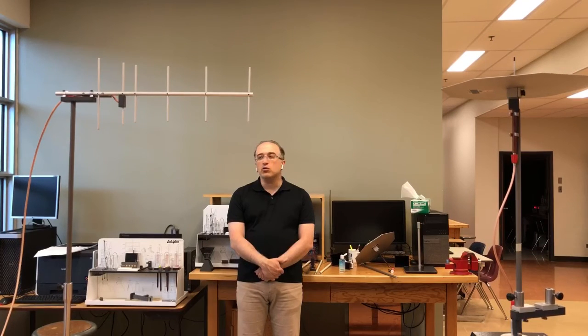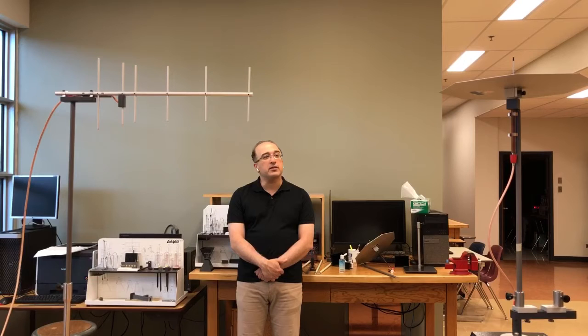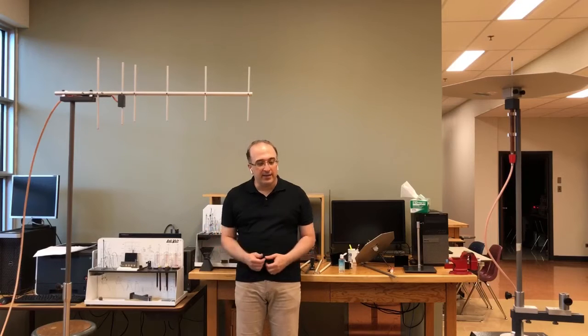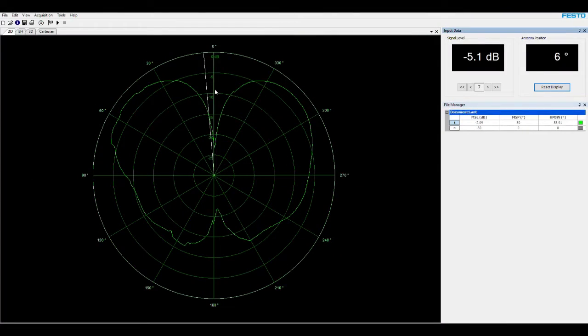So it is almost done. It is back to 360. Okay, now our measurement is done. We finished the E-plane measurements of the monopole antenna with a small ground plane. Remember that the length of the ground plane, each side, is about 1 lambda, so we consider it to be a small ground plane.